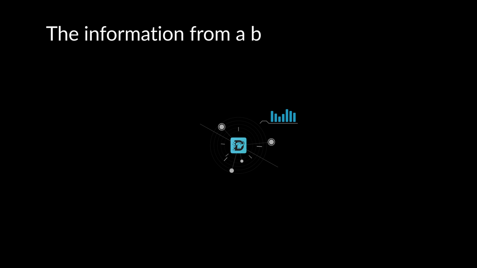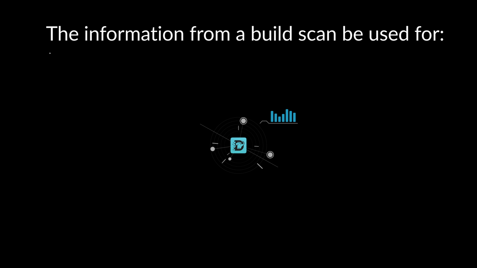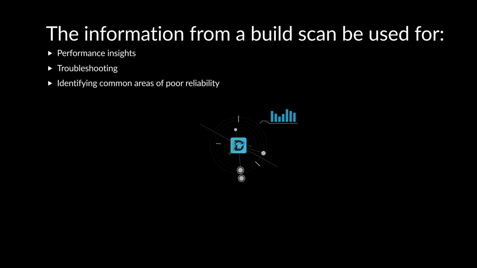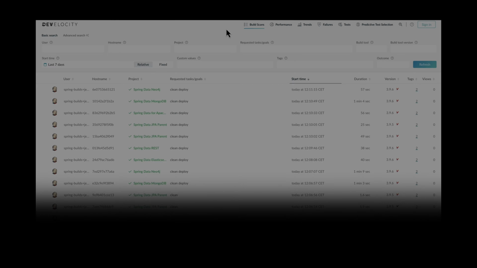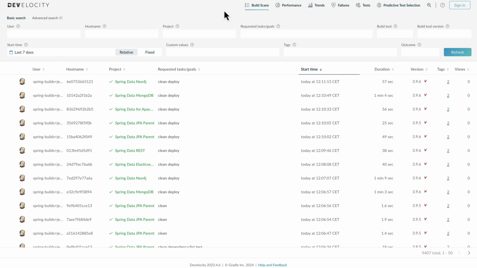The information from a build scan can be used for performance insights, troubleshooting, identifying common areas of poor reliability. And when you collect them across a project or organization, they can show you trends and patterns in what might be affecting developers' productivity. Over the rest of this course, we will look more closely at how the build scan information provides useful information through these different dashboards, and how you can search for information that's most helpful for you.